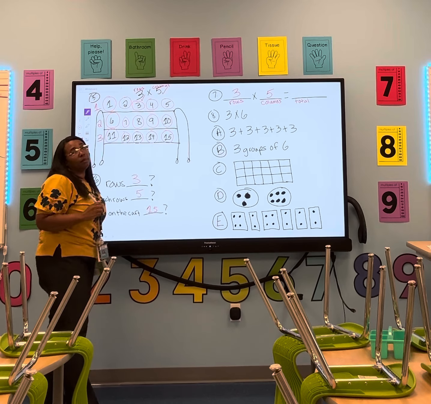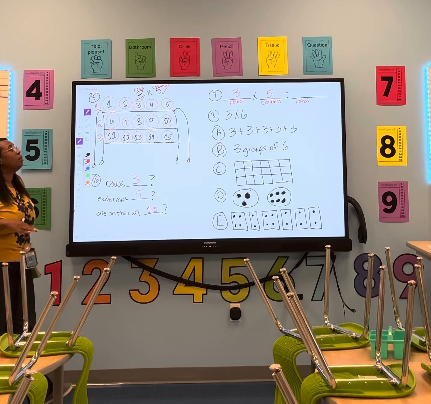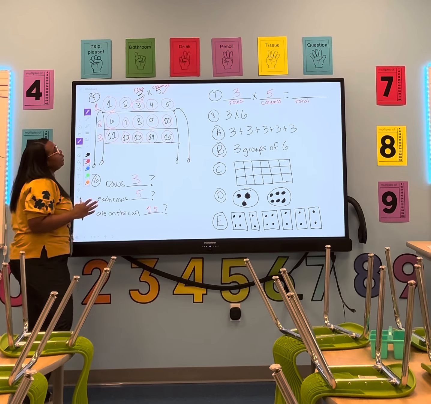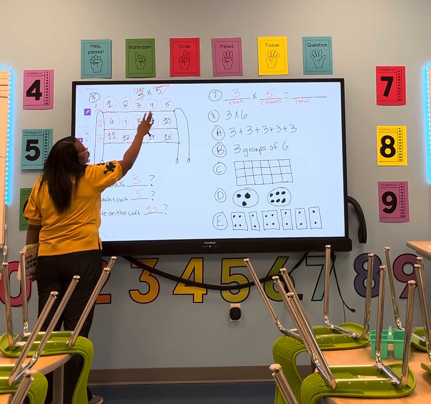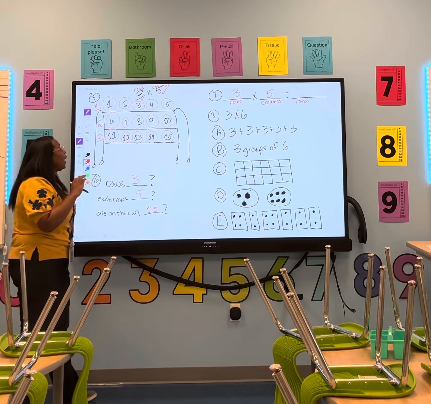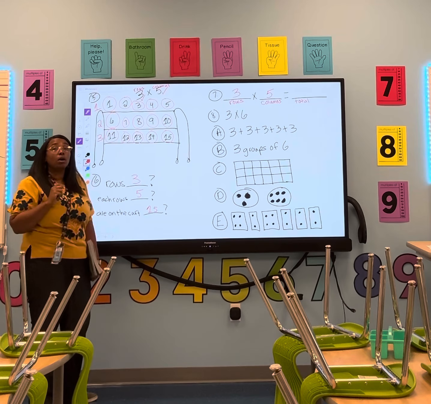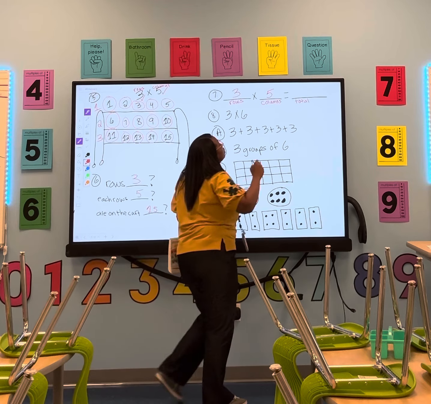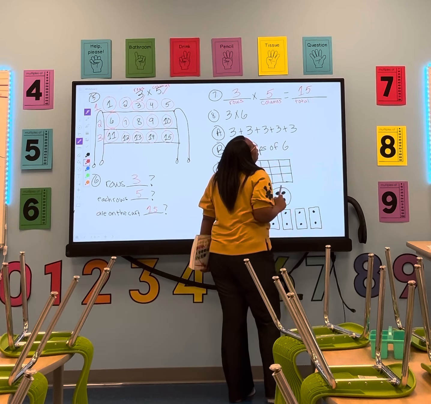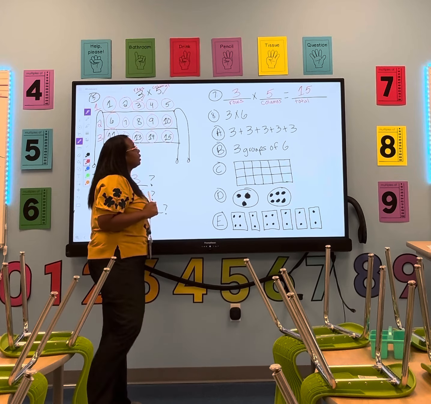Now the last number is my total. It's going to tell me what 3 times 5 equals. So we know what the total is because you remember we already went in and labeled each ball with the number. And we had a total of 15 balls. So the total here is going to be 15. All right, now that is complete.